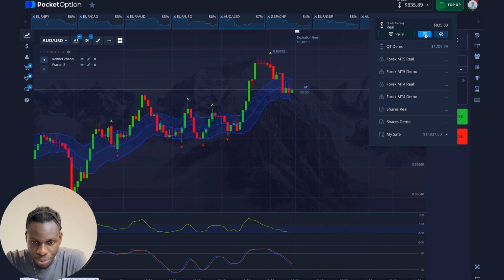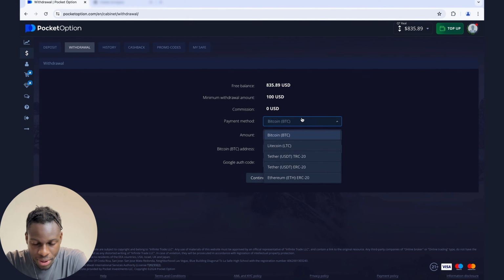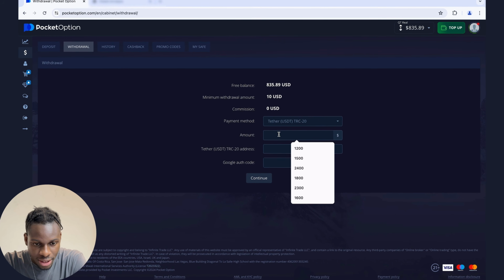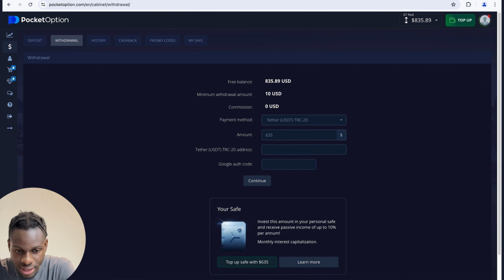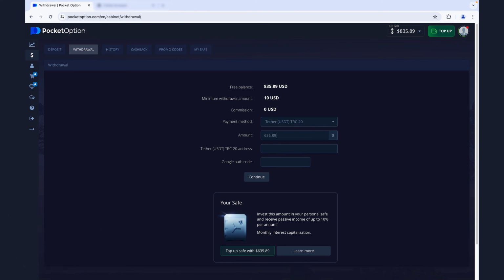Anyways, let's lock in our profits for today and go ahead to withdraw. And today we have a total profit of $635. That's pretty nice, guys. That's some pretty nice profits for today. We started from 200.